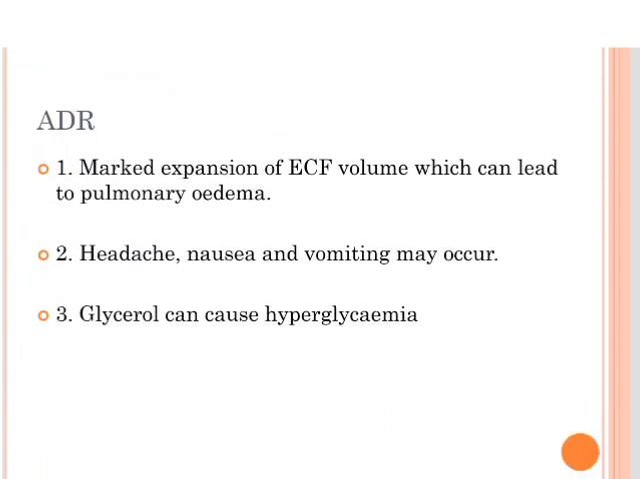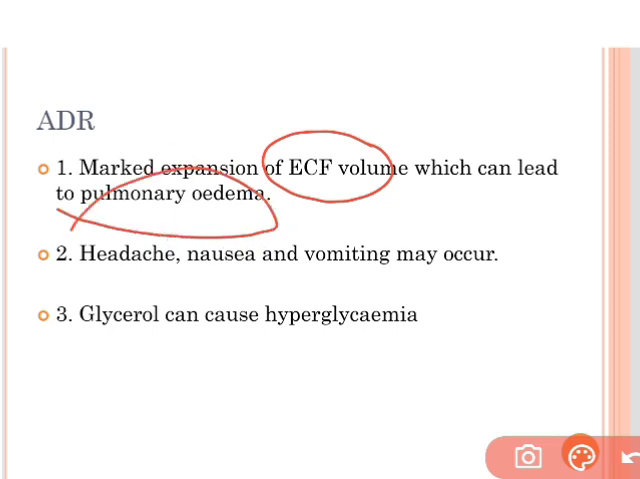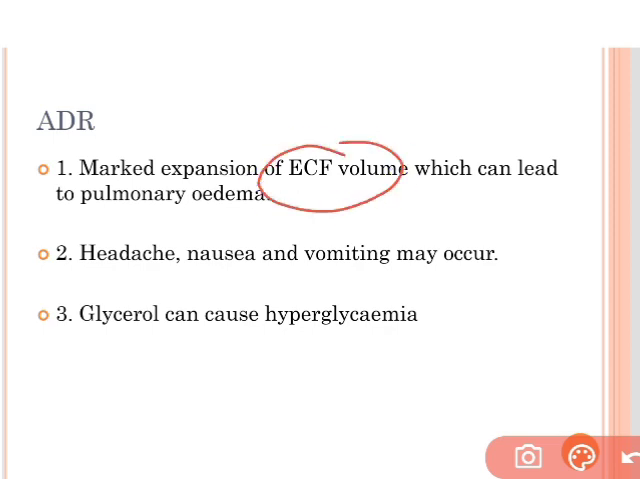Now, what are the adverse effects of these osmotic diuretics? There is a marked expansion of the ECF volume, which can lead to pulmonary edema. Headache, nausea, and vomiting may also occur. With glycerol, there is a chance of hyperglycemia. Pulmonary edema is caused by mannitol because it increases the ECF volume.